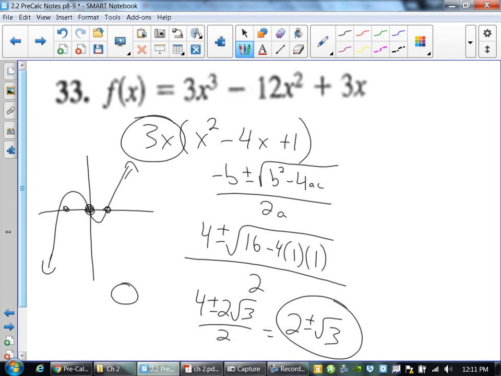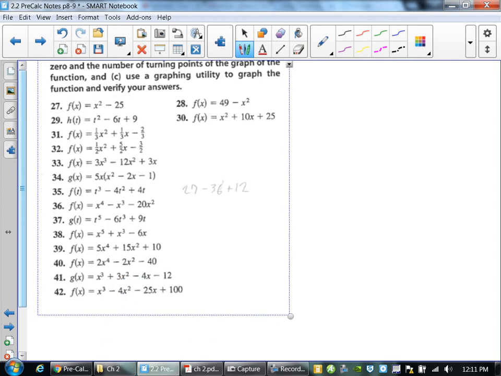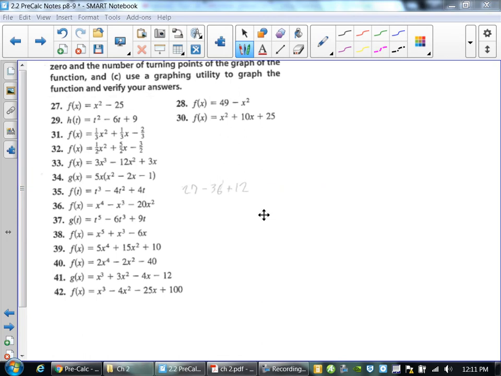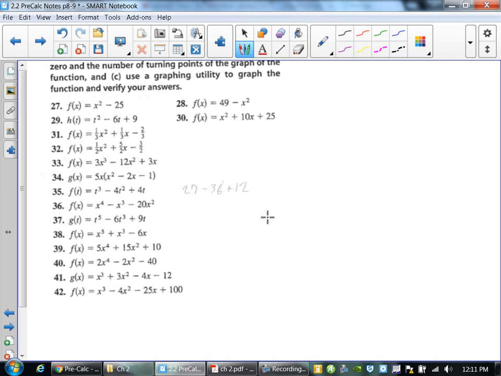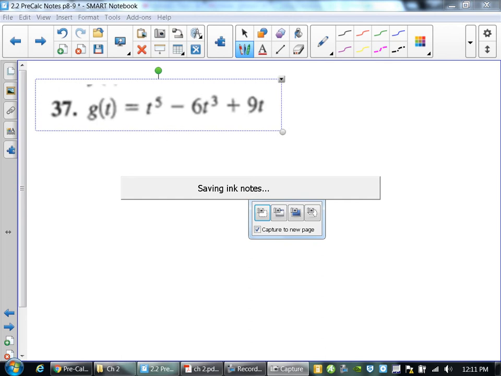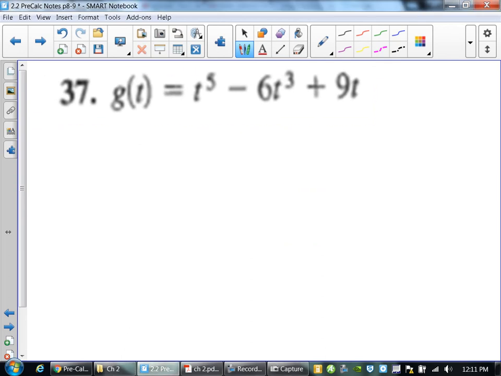Just test. So 37 is t to the 5th power minus 6t to the 3rd plus 9t. I don't remember how to factor it. Okay. We didn't do one of those in class, did we? No. Okay, that's probably why then. That's just not working. Pretty sure once you see it, you'll be like, oh, I remember. Yeah, I just didn't remember.